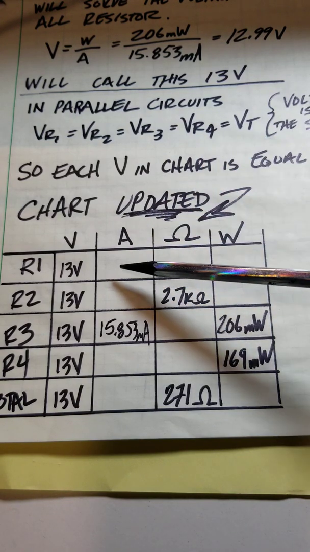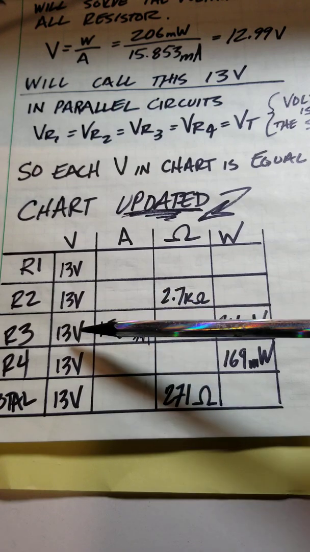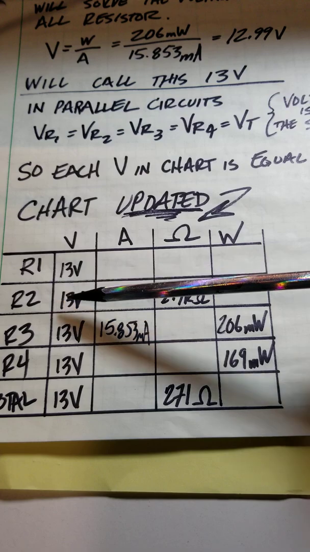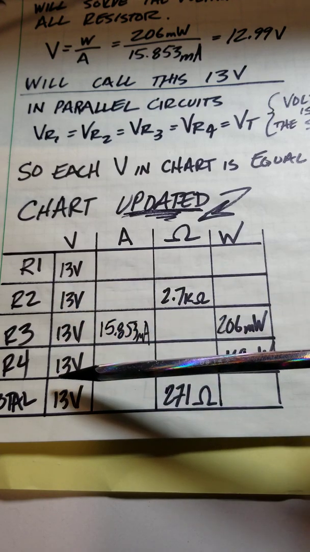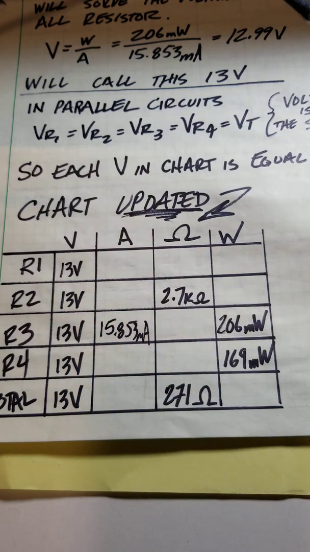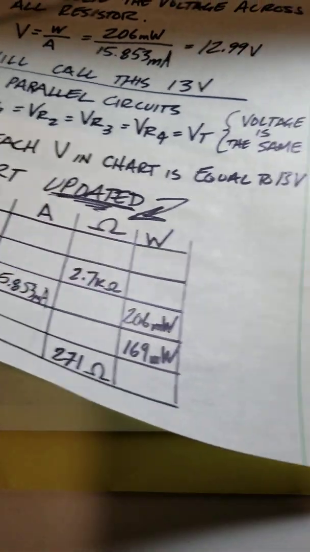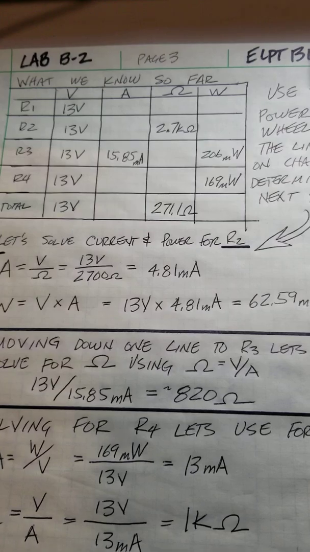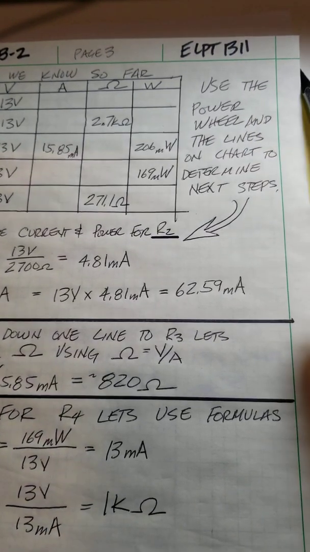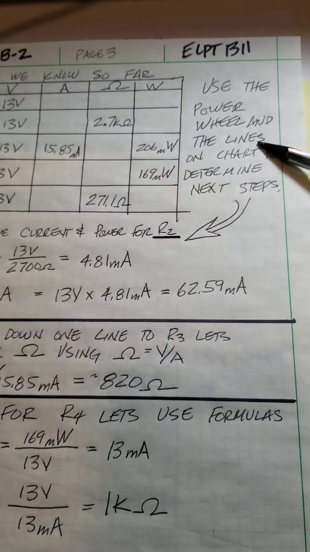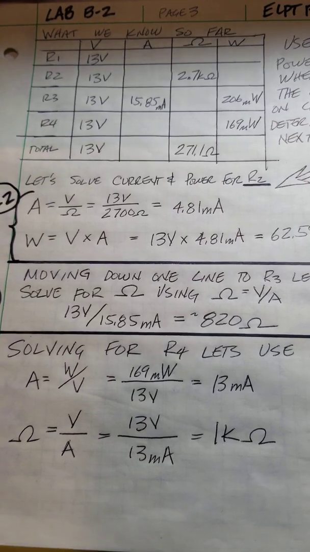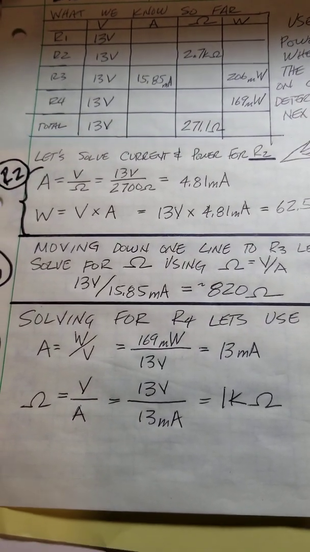We are going to take that 13 volts we solved for R3, and we're going to put it on our chart everywhere. So we're starting to fill out our VRP chart here. That gets us along the way, and what I've done is transfer that chart to the top part of page 3 in your handout. We're going to use the power wheel and the lines on the chart to determine our next step. So we solved for R3.